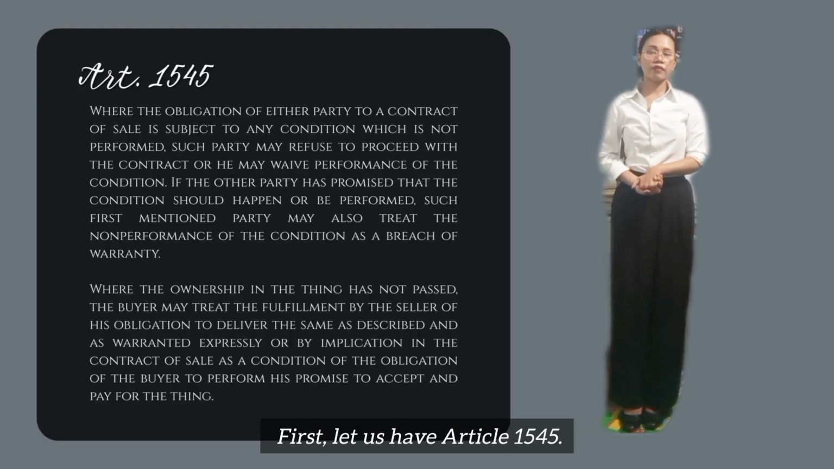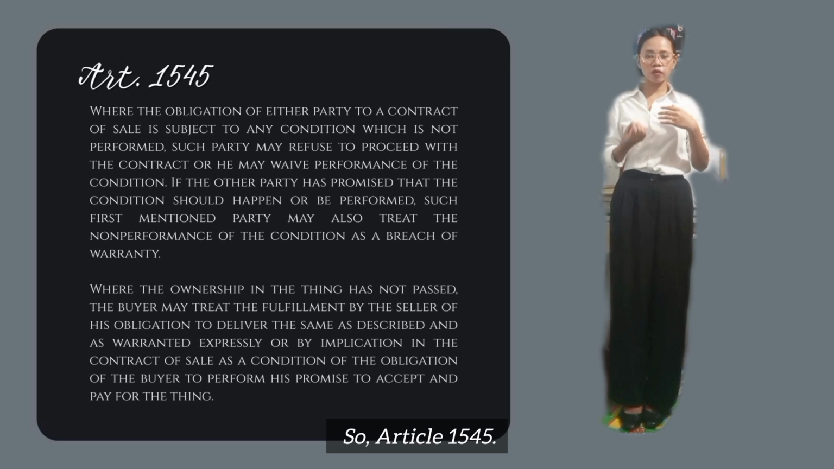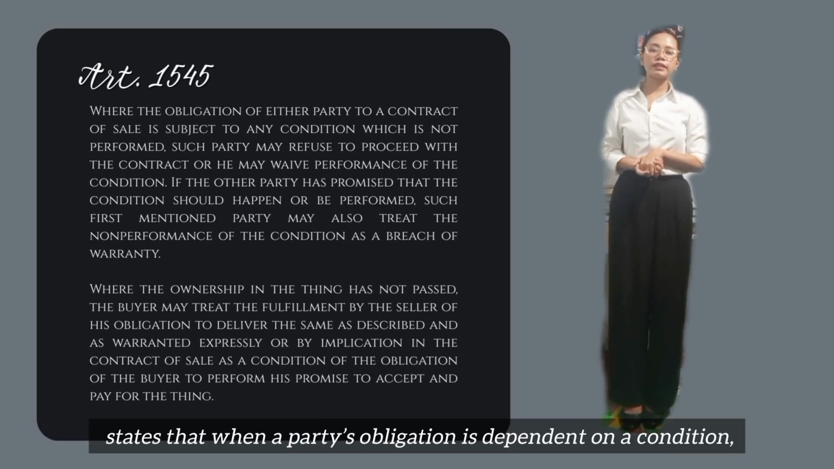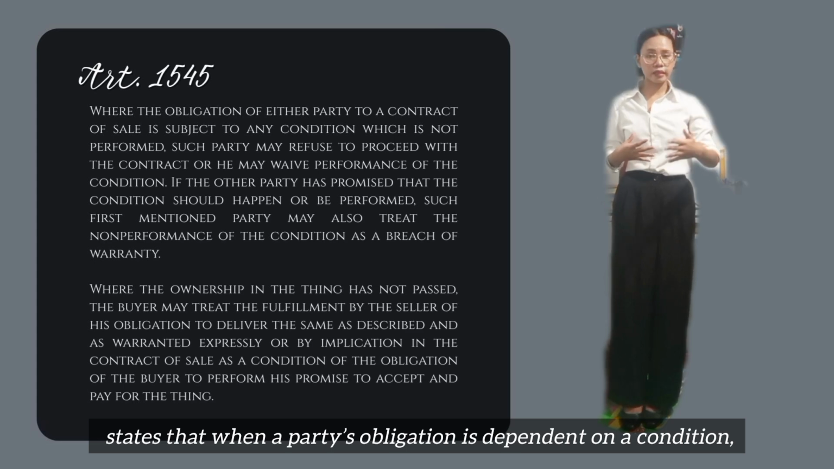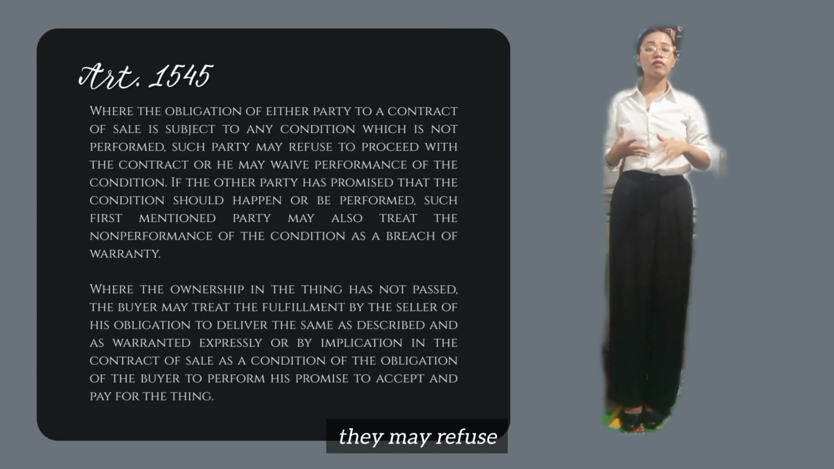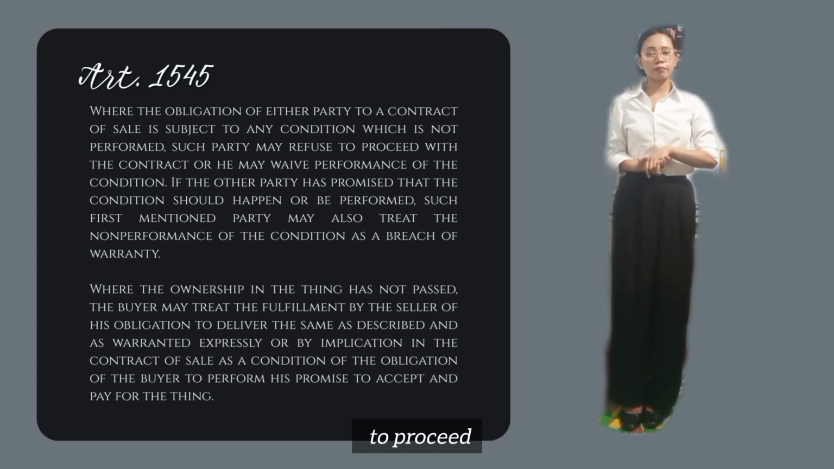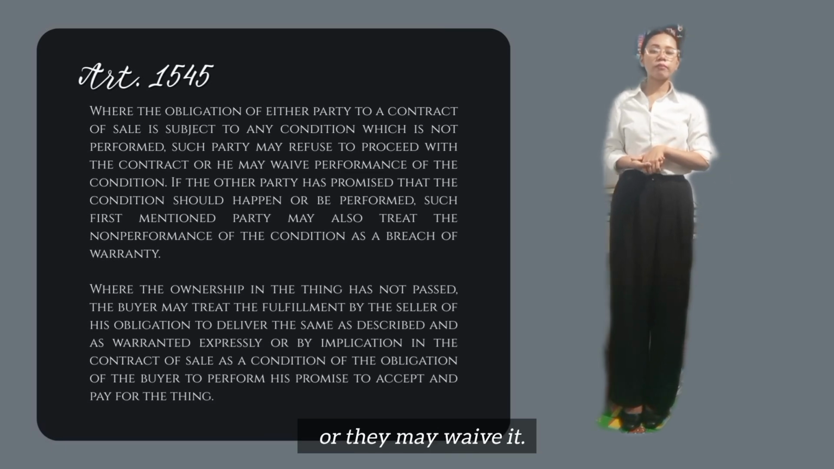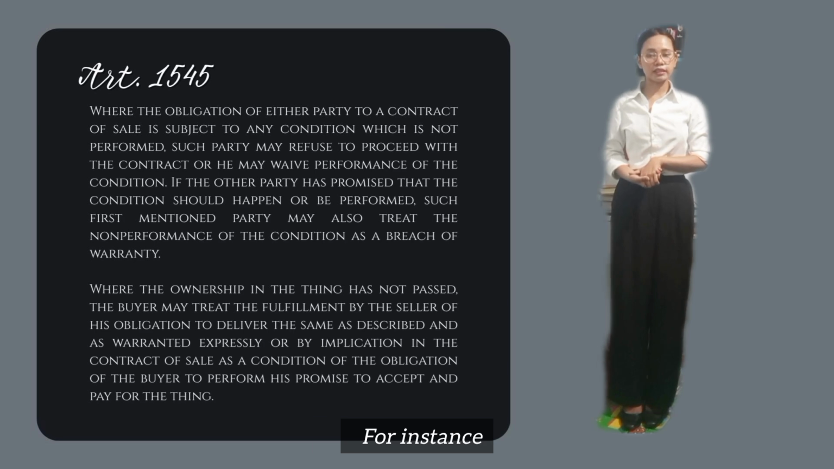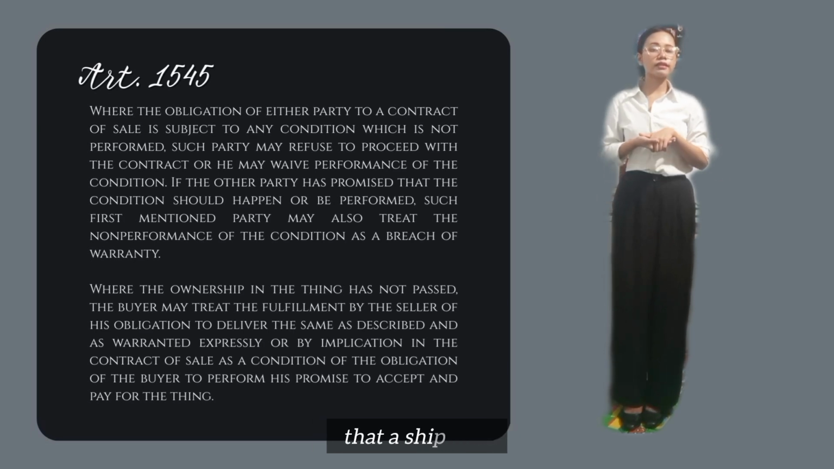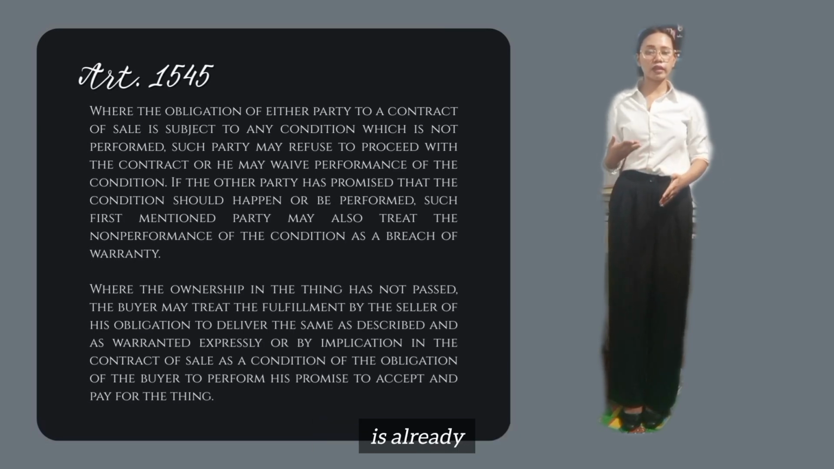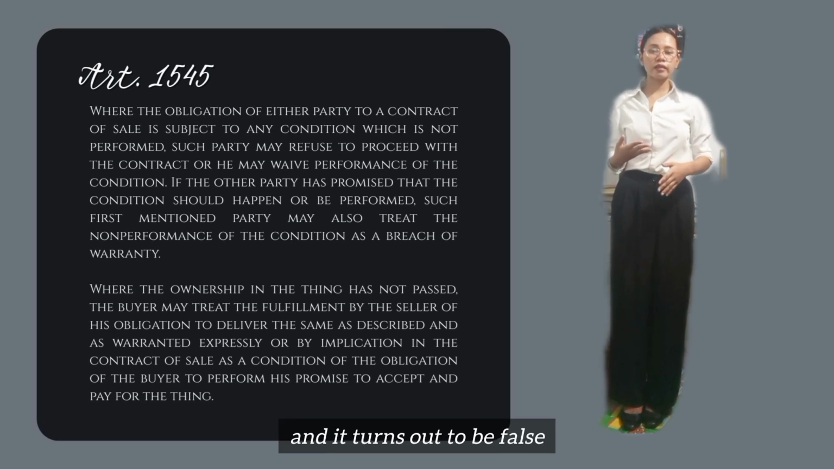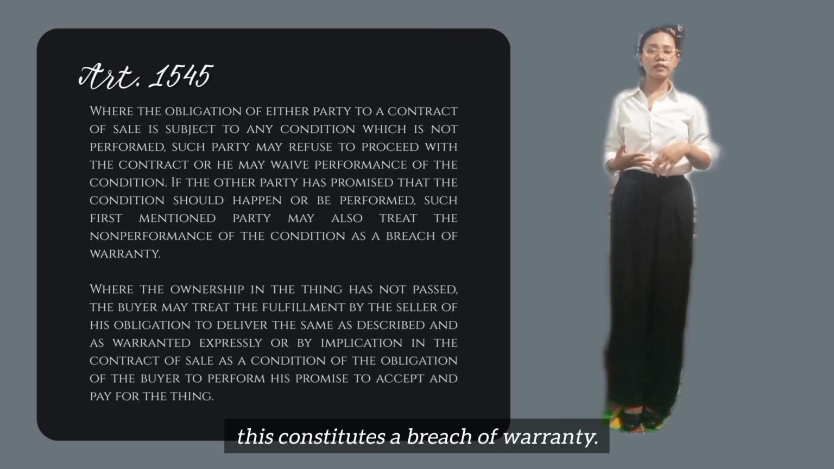First, let us have Article 1545. So, Article 1545 states that when a party's obligation is dependent on a condition, they may refuse to proceed unless that condition is met, or they may waive it. For instance, if a seller promises that a shipment is already en route and it turns out to be false, this constitutes a breach of warranty.